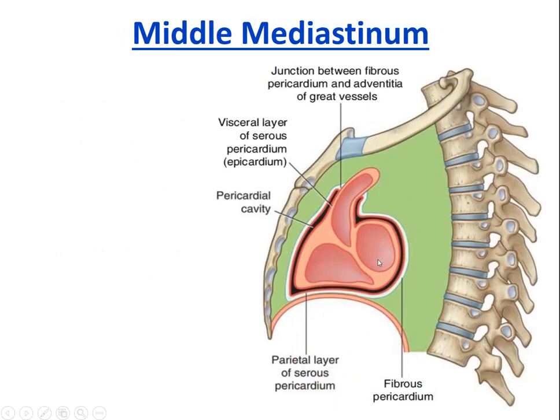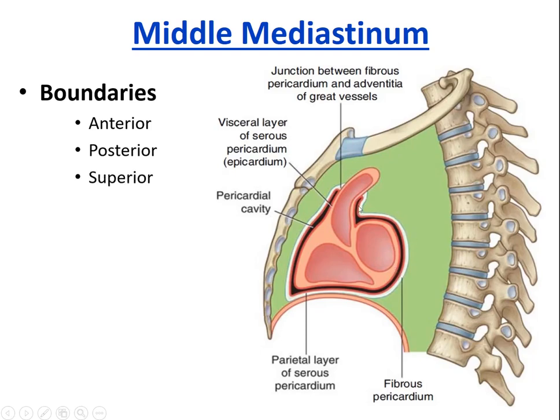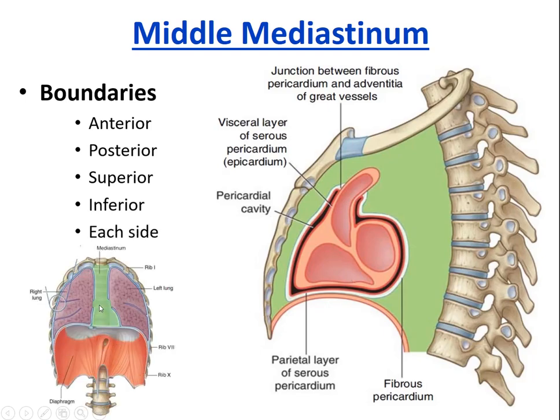Now the middle mediastinum. How is it bounded? Anteriorly there is anterior layer of pericardium, posteriorly posterior layer of pericardium, superiorly there is an imaginary plane, inferiorly it is a diaphragm which is fused with the fibrous pericardium, and on each side there lies a mediastinal pleura.